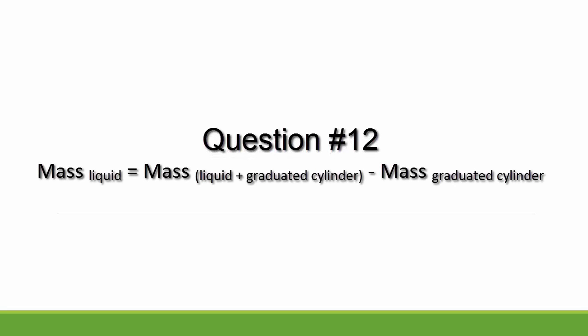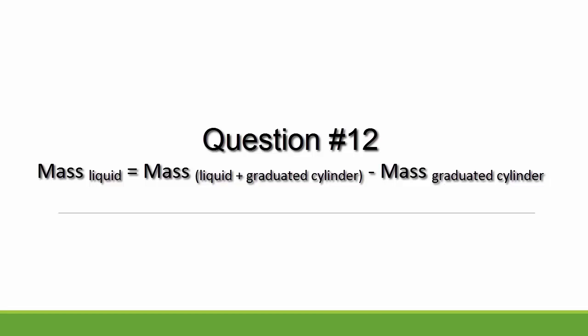Remember, I had 3 different people go up and you had the graduated cylinder, and you took the mass of the graduated cylinder, and then you added a liquid to it, and then you took the mass of the graduated cylinder and the liquid. The difference method would say, take the mass of the graduated cylinder with the liquid in it, and then subtract the mass of the graduated cylinder empty, and the difference is going to be the mass of the liquid.